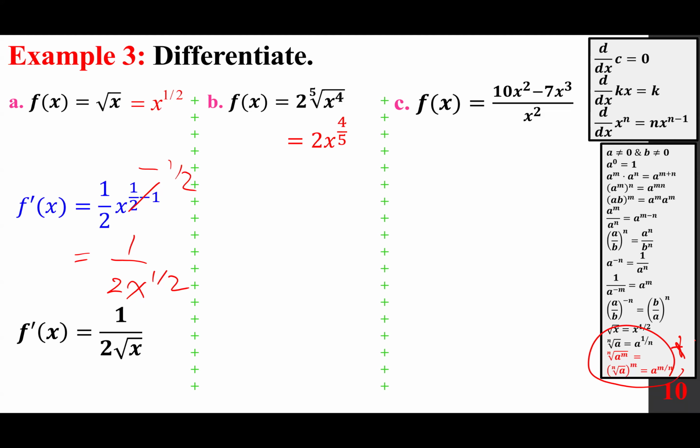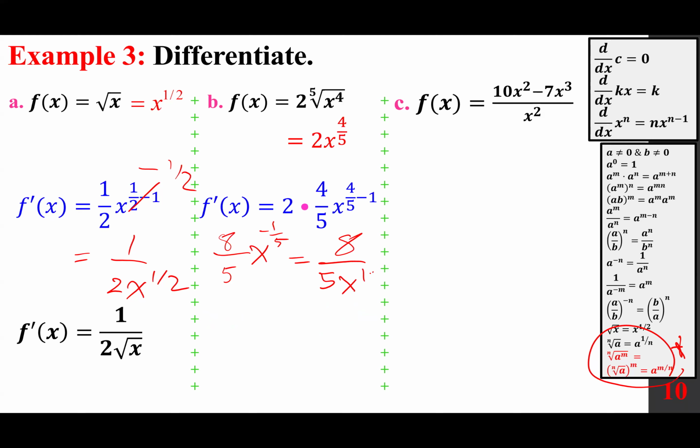We're going to multiply 2 by 4 over 5, and then x to the power of 4 over 5 minus 1. So we get 8 over 5 x to the power of negative 1 over 5, or 8 over 5 x to the power of positive 1 over 5. So f prime of x is 8 over 5, the fifth root of x. You put it in the same format.